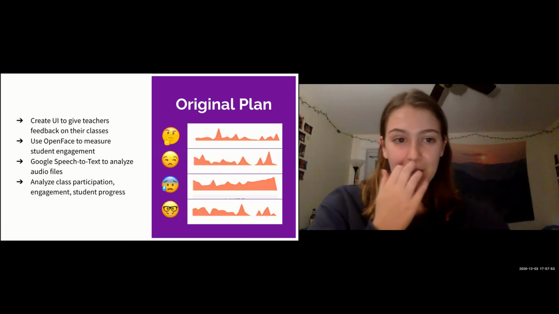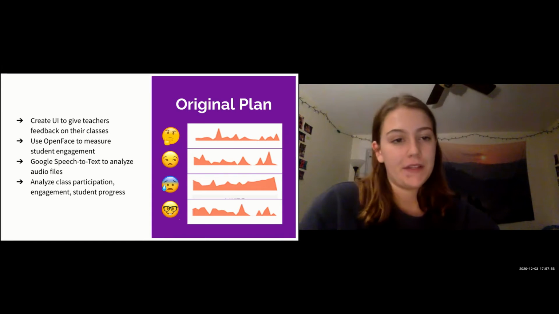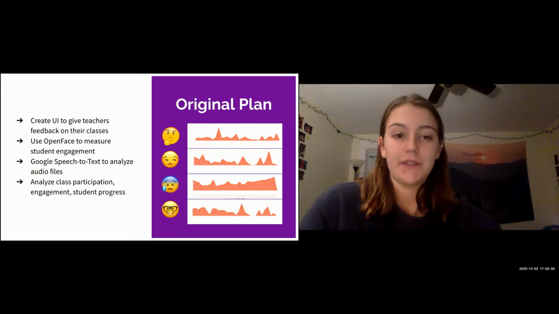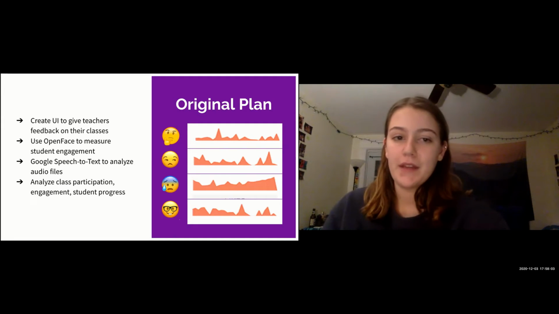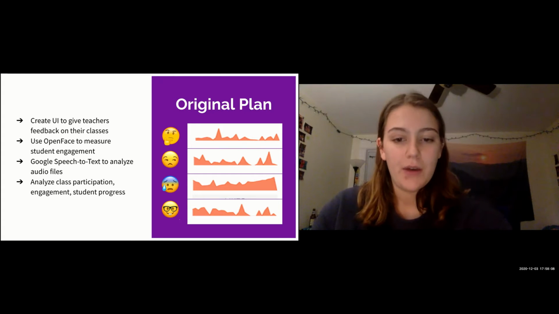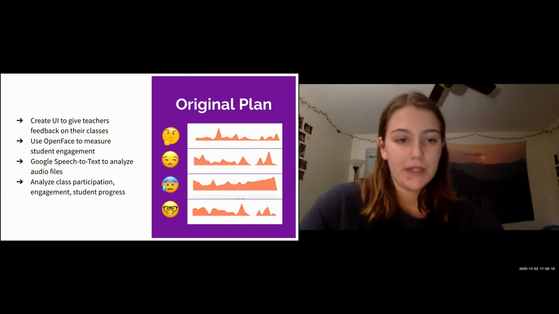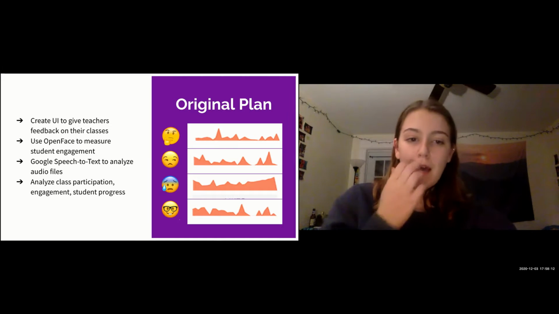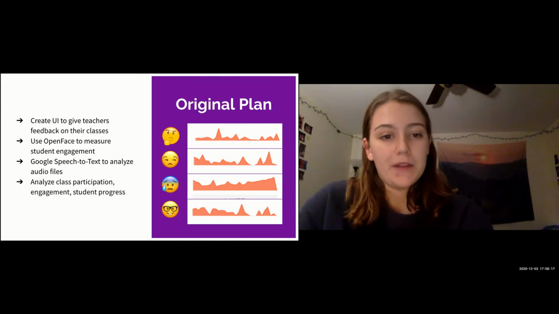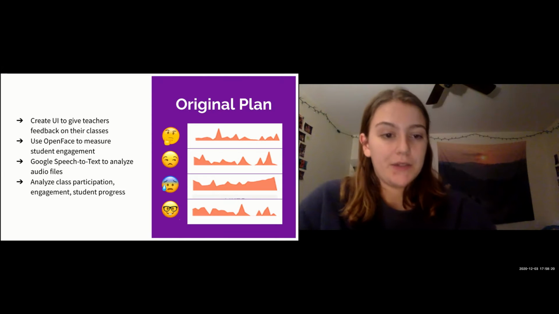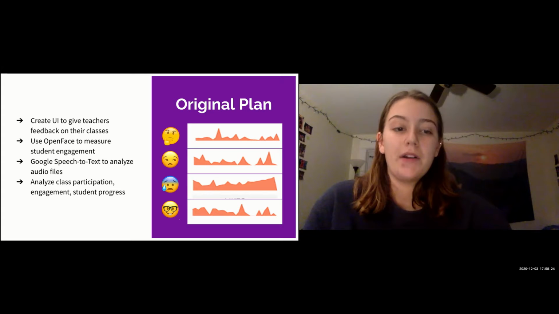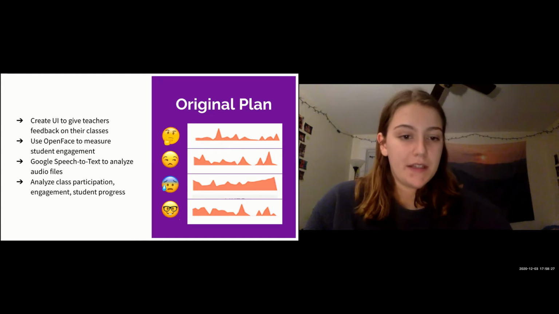So the original plan was to create a user interface that would give teachers feedback on their classes and how effective their methods are, and how well received they are by the students. My main idea was to use OpenFace to measure student engagement, which I had seen a GitHub repo for. That was going to be the main focus, trying to get that to work. And then also exploring a bit of audio or sentiment analysis.